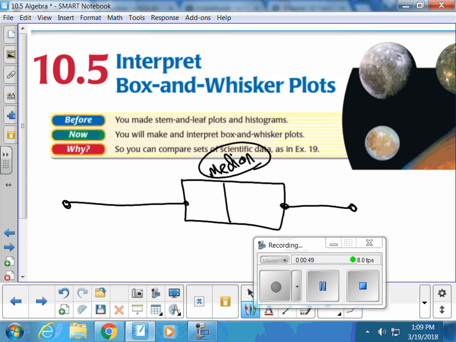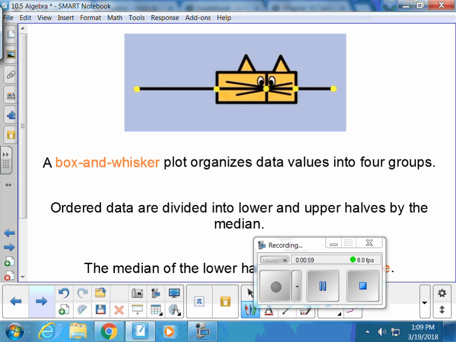You know what else you could tell somebody from a box and whisker plot? The range. Perfect. Because this would be the smallest number, this would be the largest number, and you could subtract them. Yep. So this is just a cute rendition of a box and whisker plot we found on the internet. It makes it look like a cat, but actual box and whisker plots don't have ears or eyes or anything like that. A box and whisker plot organizes data into 4 groups.